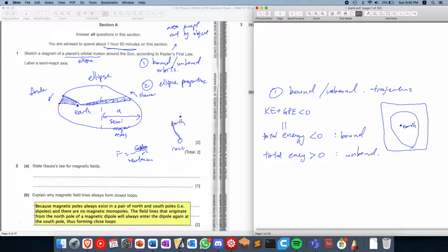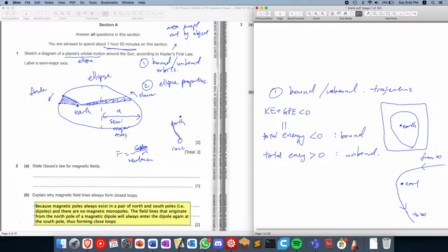Whereas when it's unbound, you cannot draw a box around the object's trajectory, meaning that you'll fly in and then you'll fly out and it's gone forever, it's gone to infinity. So it comes from infinity, infinitely far away, and it goes to infinity.